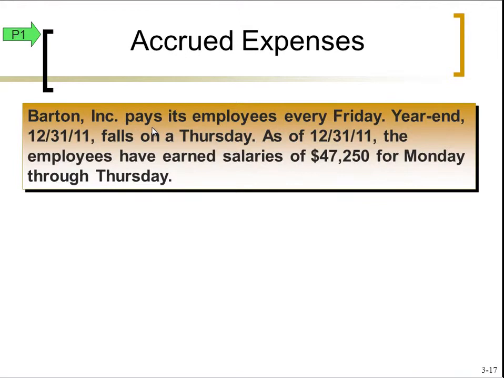Martin Incorporated pays its employees every Friday. Year end 12/31/11 falls on a Thursday. As of 12/31/11, the employees have earned salaries of $47,250 for Monday through Thursday.